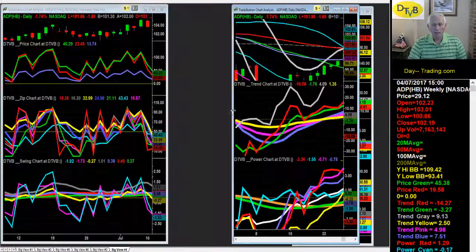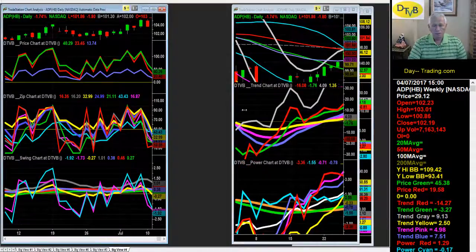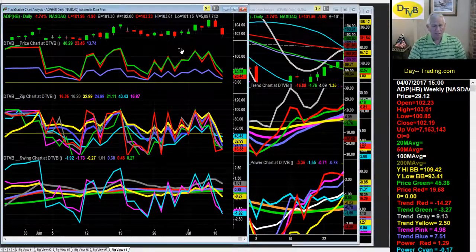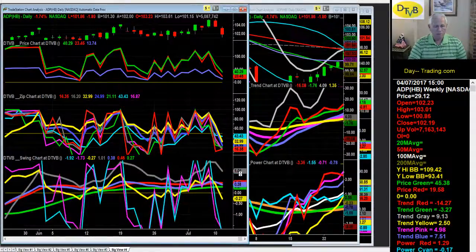On this next chart I have is the price chart with the candles. This is the price chart here. The zip chart is in the middle, and the swing chart is down here. The swing gray line is our deep cycle indicator. It records the peaks and valleys very effectively, or I might say the low cycles and the high cycles very effectively in its ability to see those reversals.